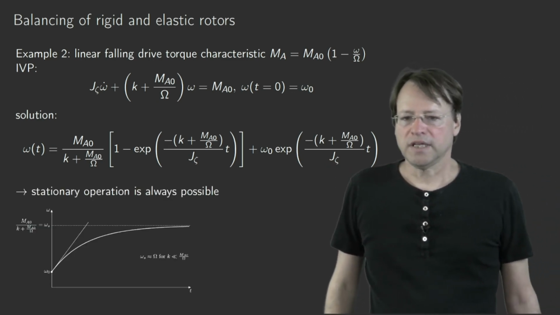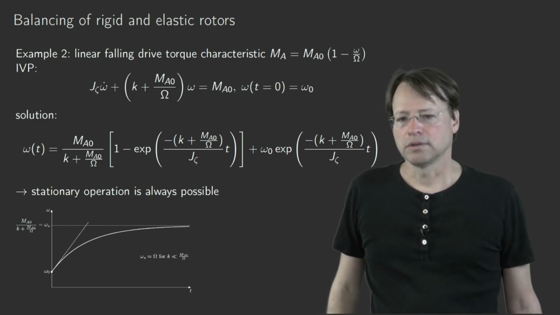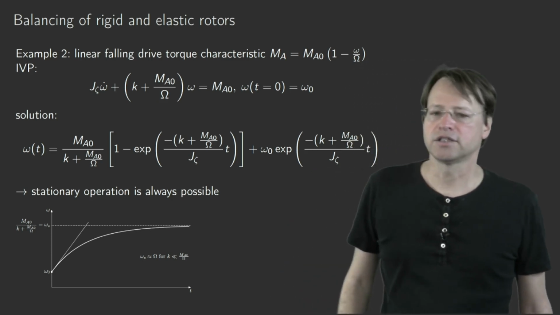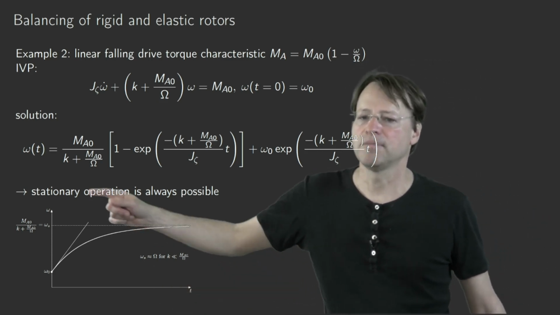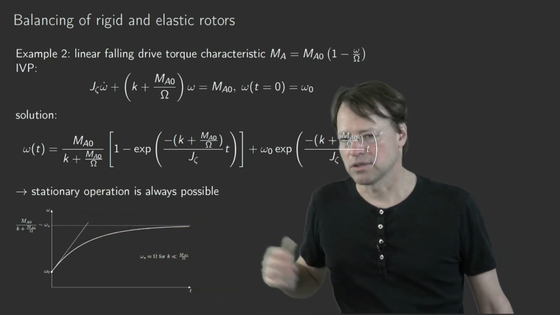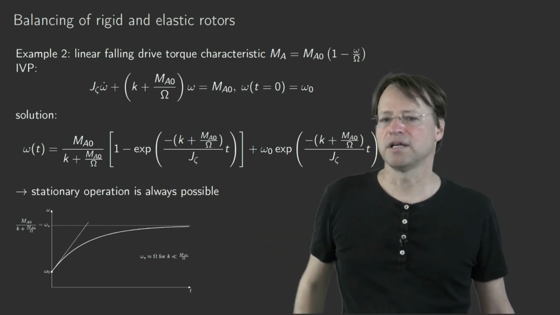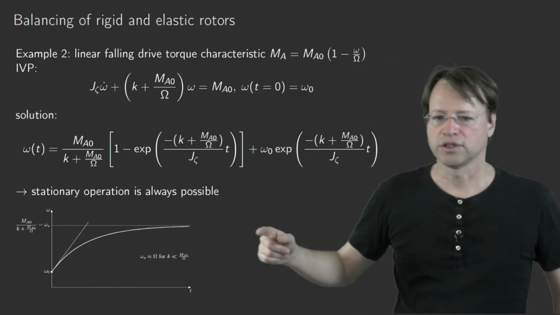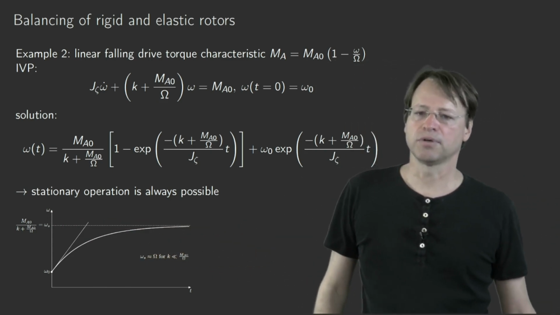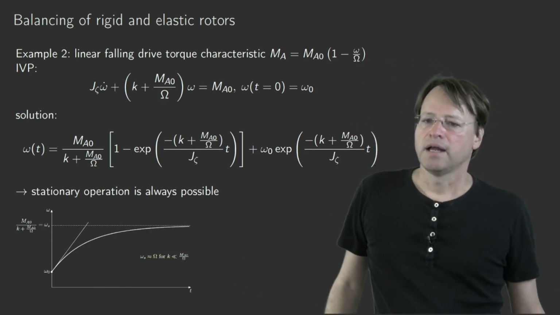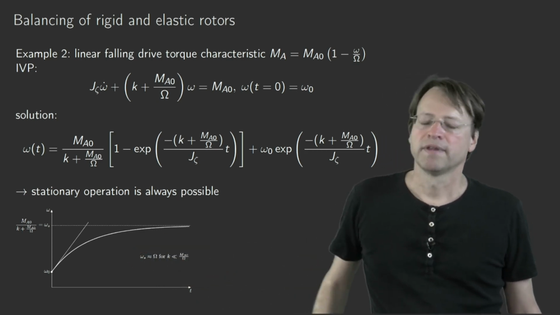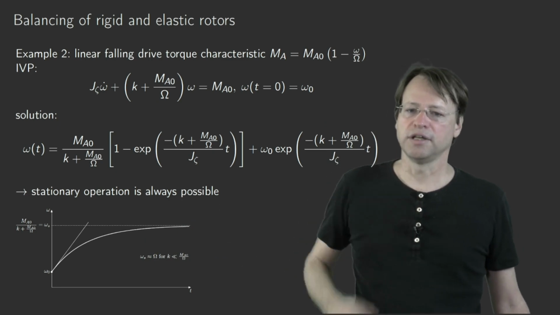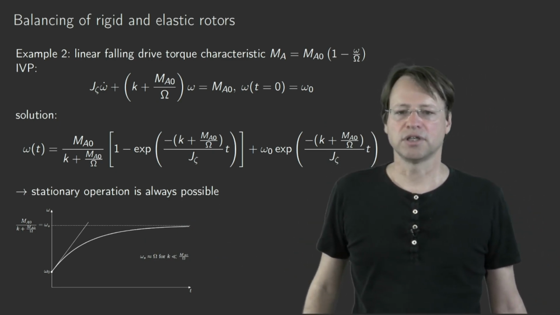Then let's look at how the solution looks. It's the same curve. You will have a stationary point here at m a naught divided by, let's call it k tilde, so k plus m a naught divided by omega. This is the value which is reached in stationary operation for omega. You start at omega naught, and then you have that increase until saturation, until you reach that stationary point here.